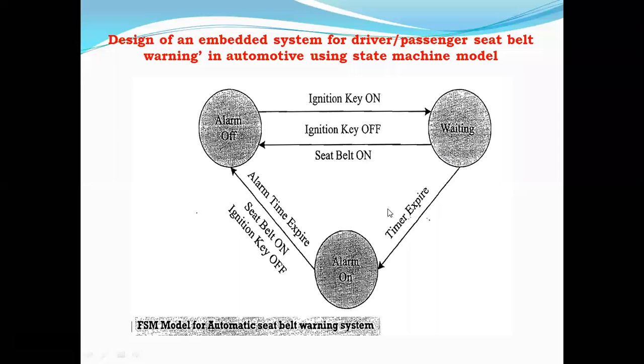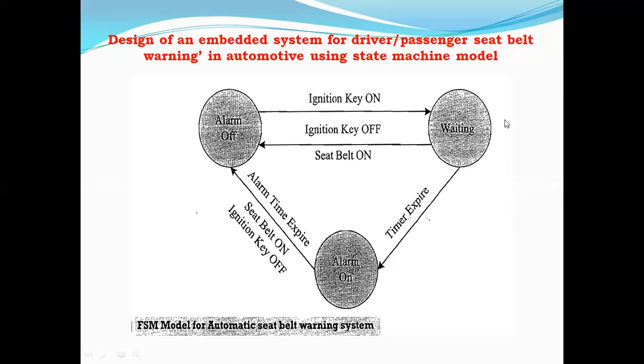So these 1, 2, 3 are the states. Ignition key on is the event. The event has happened: the driver has put the key on. At that time it will go to the waiting state. Then again, after 10 seconds or 10 minutes, the timer will expire and it will start the alarm on. Alarm on means you have to wear the seat belt, right?